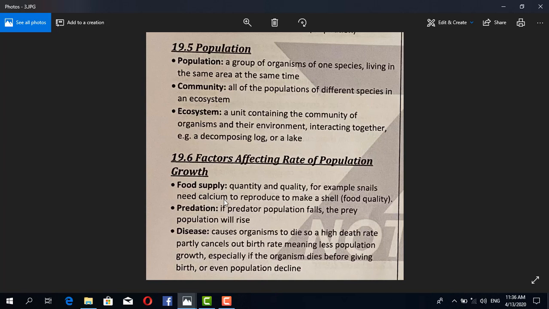For example, snails need calcium to reproduce, to make a shell. Predation: if a predator population falls, the prey population will rise. And disease causes organisms to die. So a high death rate partly cancels out the birth rate, meaning less population growth, especially if the organism dies before giving birth, or even population decline.